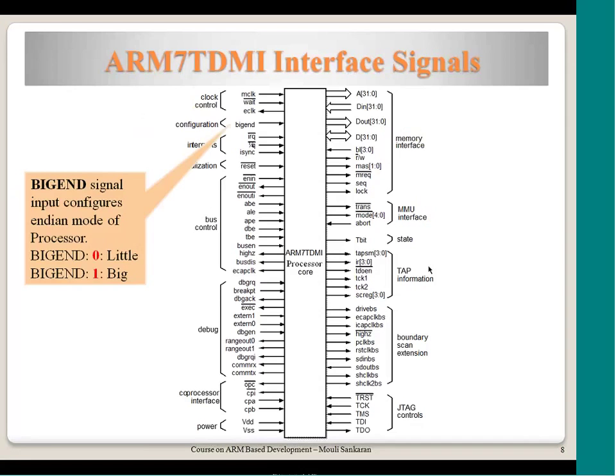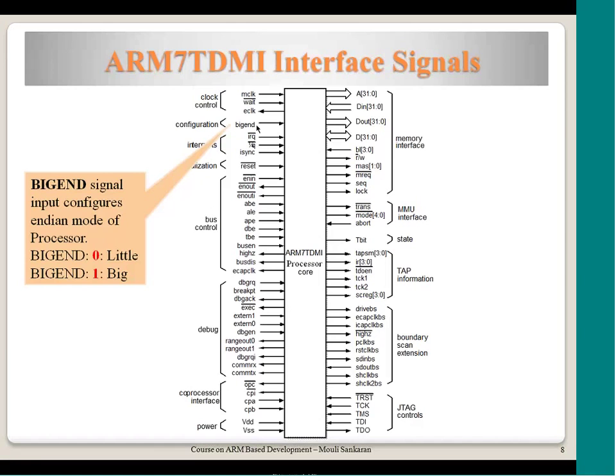Now in the earlier session I mentioned that ARM is a bi-endian processor. What does it mean? We can make the ARM processor run either in big endian mode or in little endian mode. So based on the signal given to this input, it will behave as big endian or little endian. You may wonder whether the signal needs to be always constant.